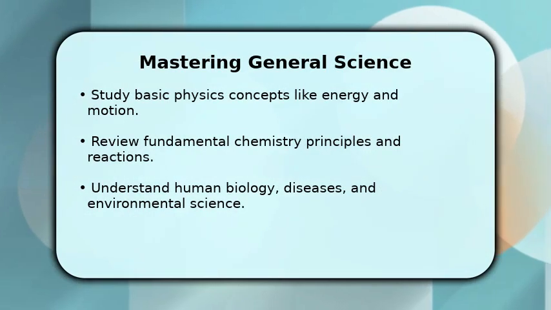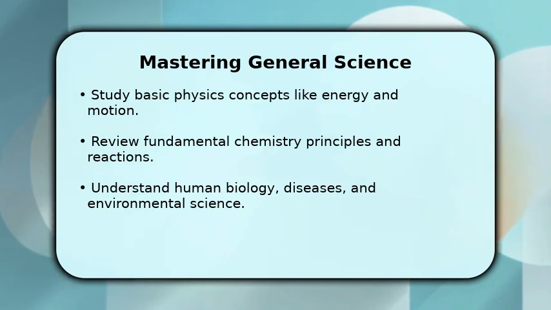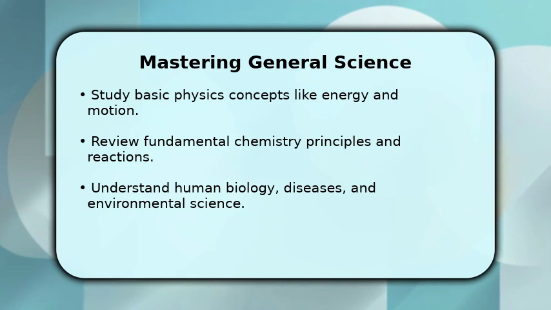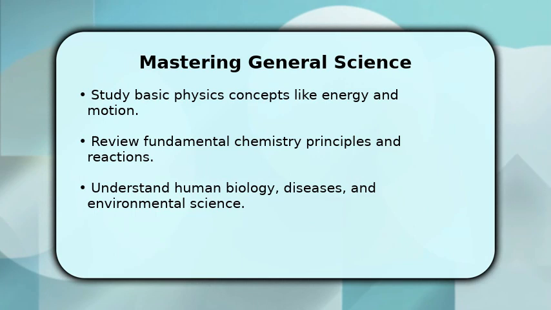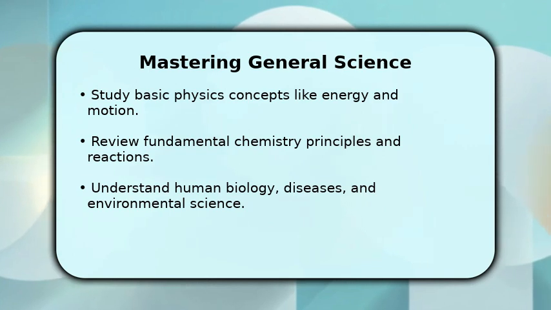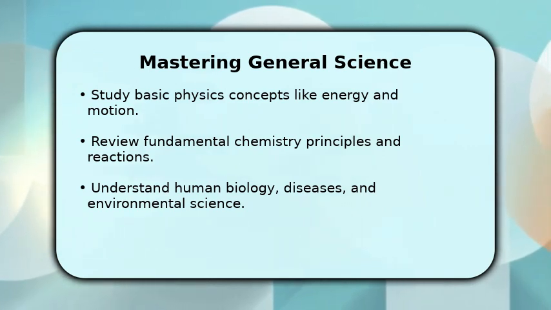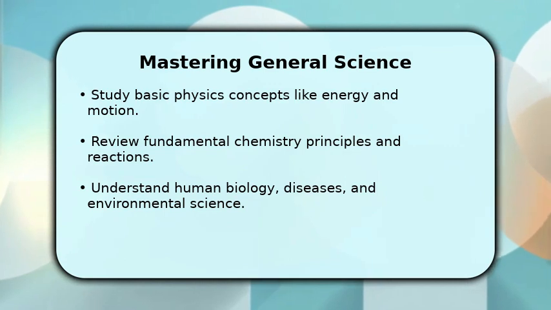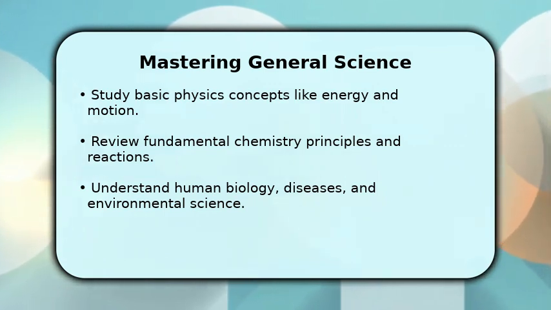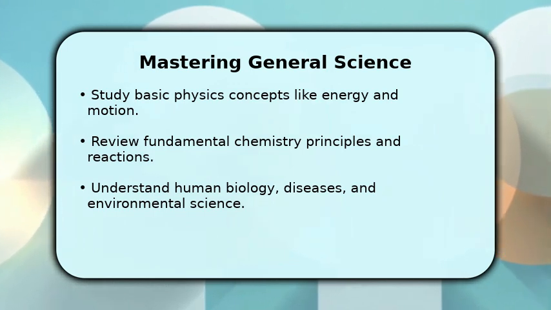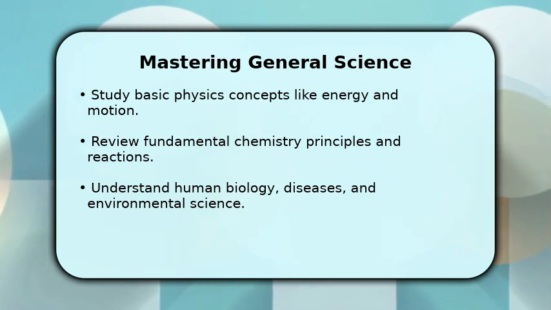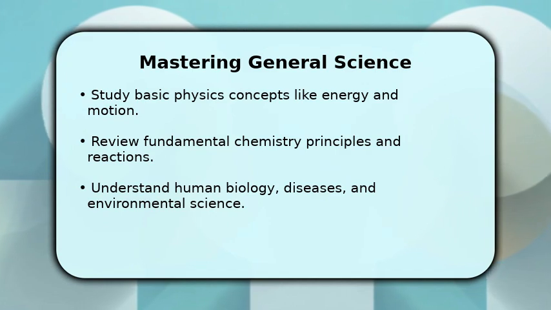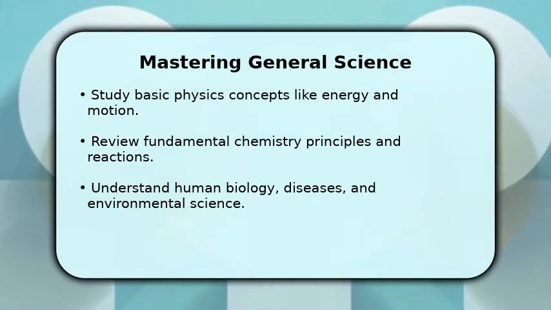For the general science component, begin by revisiting foundational physics topics such as forces, energy, and electricity. Then, delve into essential chemistry concepts, including atomic structure, chemical bonding, and common reactions. A significant portion covers biology, focusing on human anatomy, physiology, and prevalent diseases, alongside environmental science. Aim to cover at least 10 to 12 key areas in each discipline. Use standard textbooks and reputable online platforms to ensure comprehensive understanding.